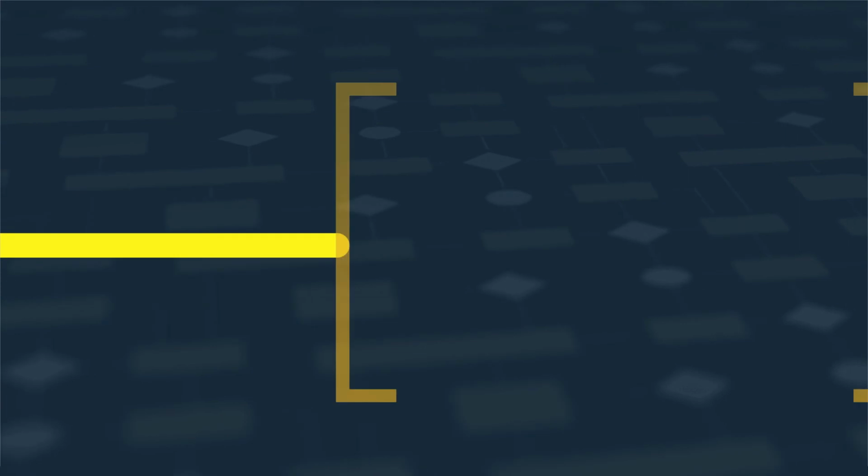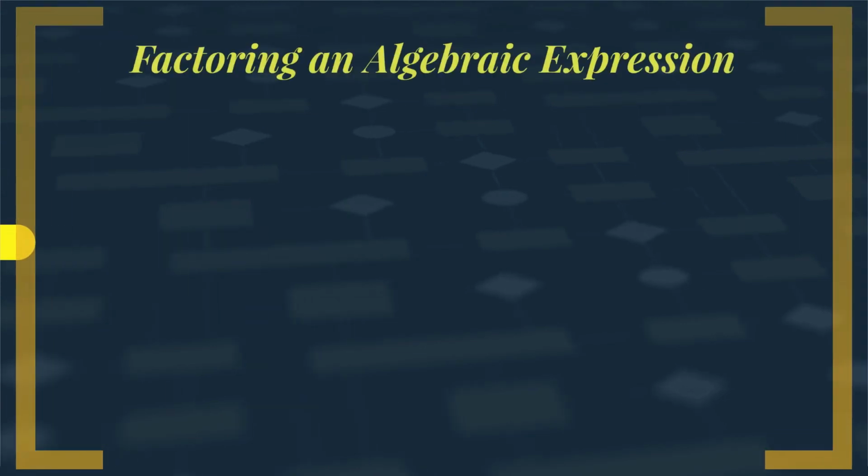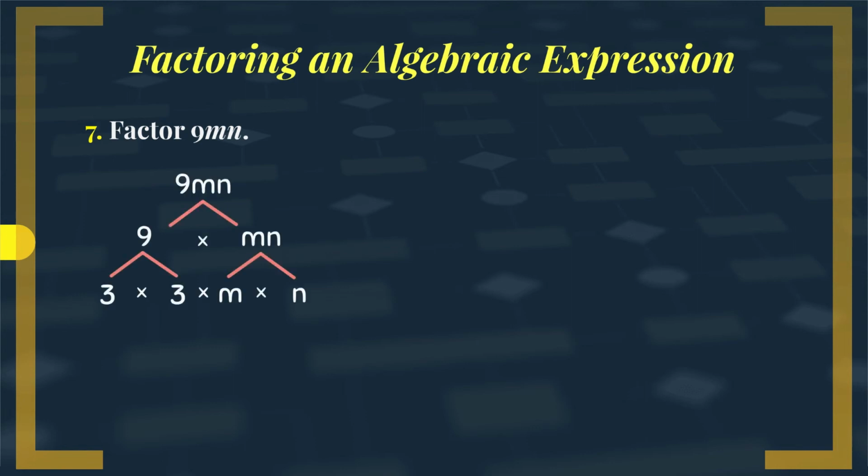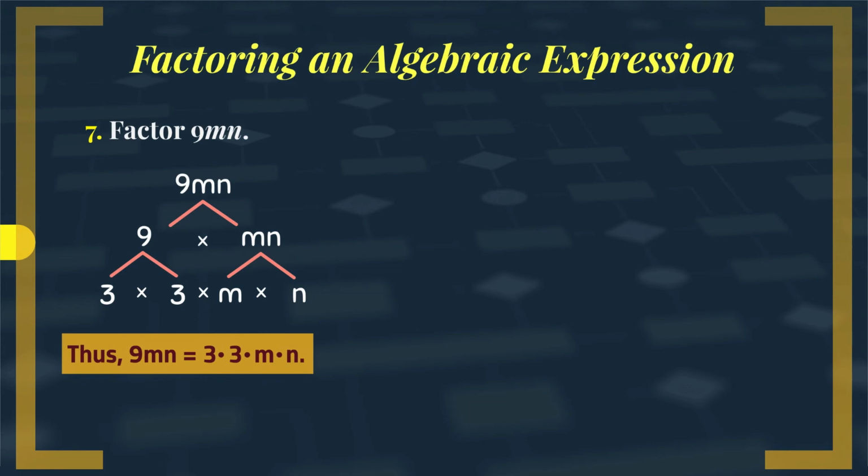We can also apply the knowledge about factorization in factoring an algebraic expression. Let's factor 9mn. We can use a factor tree in finding the factors of the algebraic expression. This is the factor tree of 9mn. Thus, 9mn can also be expressed as the product of 3, 3, m, and n.